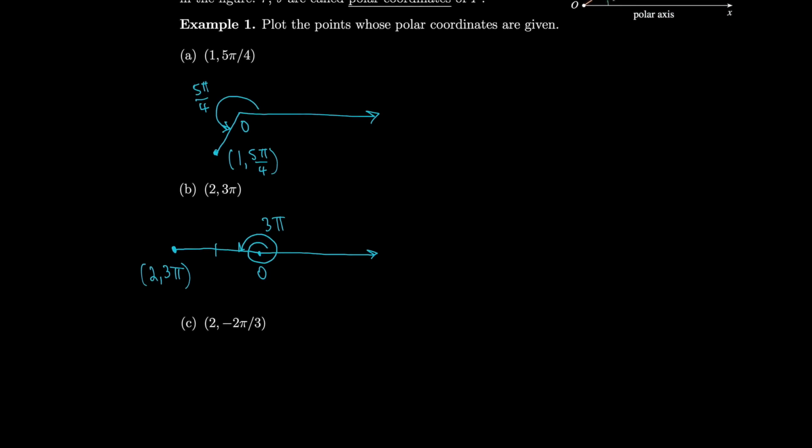So if we have (2, -2π/3), then we draw our polar axis, we put our origin over there, and we rotate around in the negative direction. And we'll go around -2π/3. And then we go out 2 for our radius. So how about we say that this is 1, and then over here is 2. So this is the point (2, -2π/3).